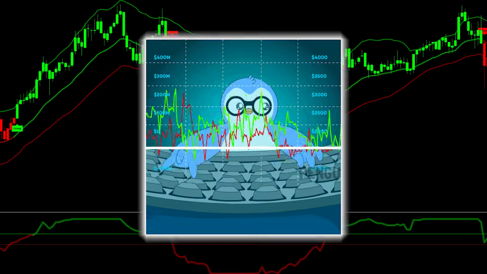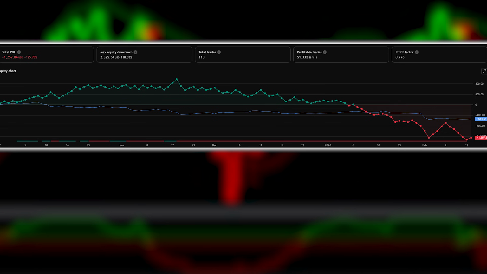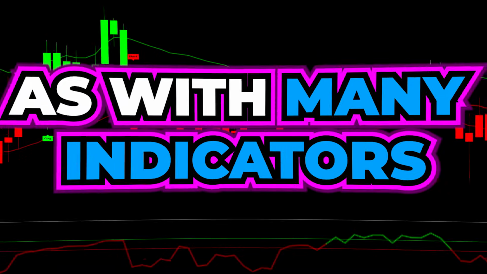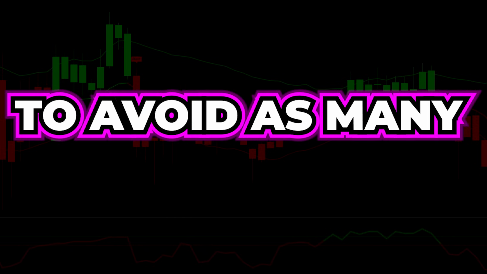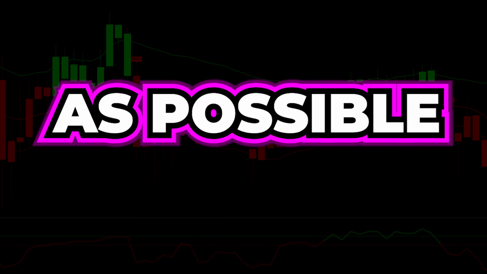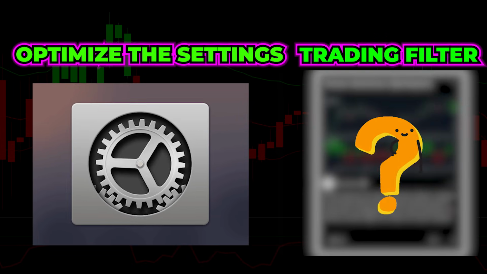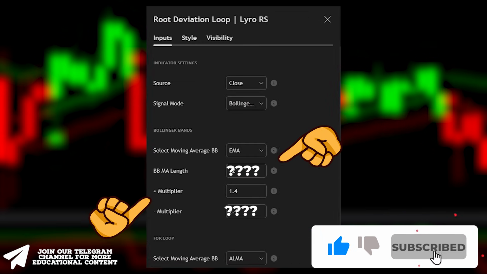We know you're eager to start trading, but keep in mind that the indicator's backtesting performance is not encouraging when used in its raw form. As with many indicators, consolidation is where most of the problems arise. To avoid as many fake signals as possible, we need to optimize the settings and pair the indicator with an appropriate filter.